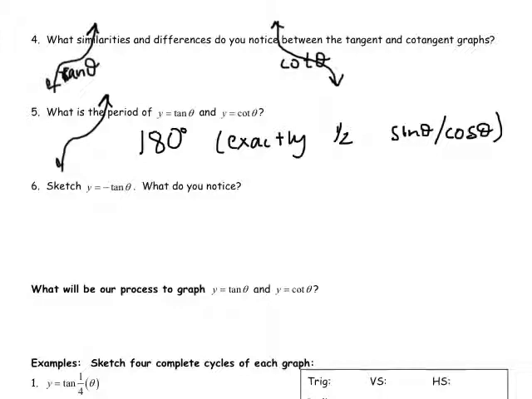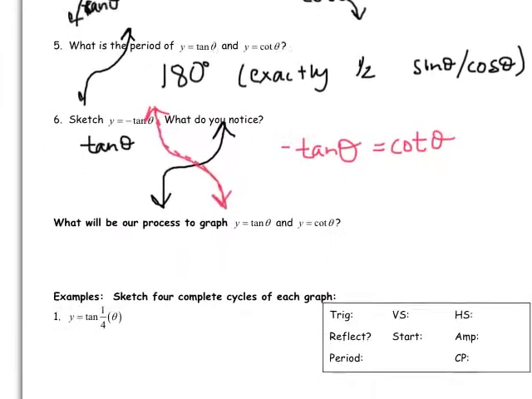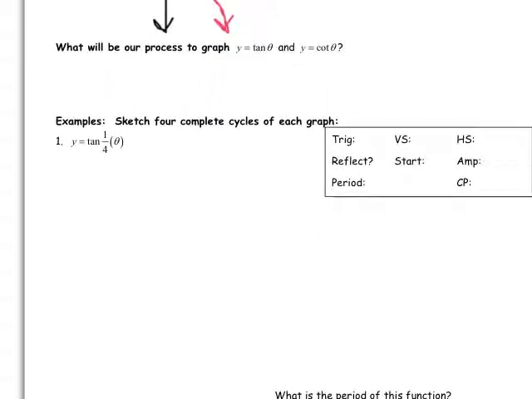One last thing. If I graph tangent theta, this is tangent theta. Now, if I reflect tangent theta, if I do negative tangent theta, then when you reflect it, it's going to have this shape. So something you should notice is that negative tangent of theta is going to be equal to cotangent of theta, because the only difference between the two was the shape of it, increasing versus decreasing.